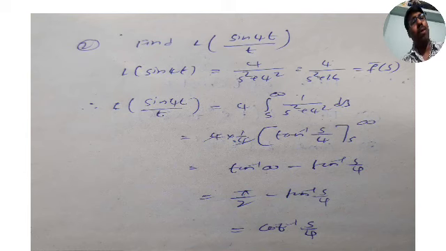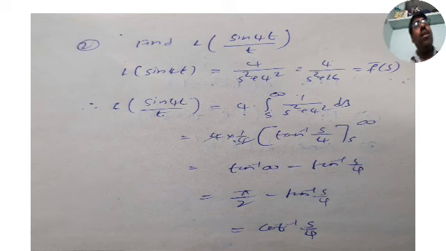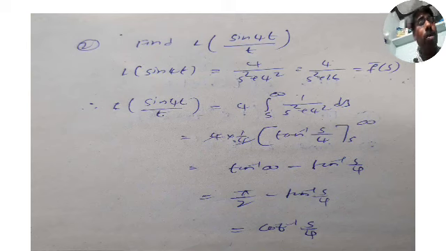By seeing the problem itself, we can easily identify that it is a problem under the division by t method. Are you getting it? It is a division by t method. Why? Because it is sin 4t by t. If it were t into sin 4t, then it would be the multiplication by t method. Now sin 4t by t is divided by t, so this is the division by t method.